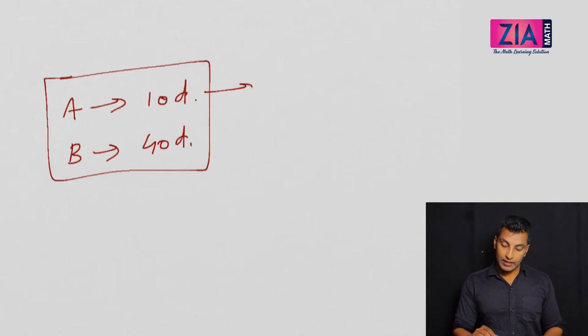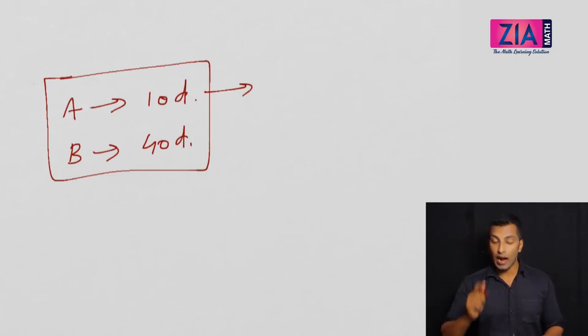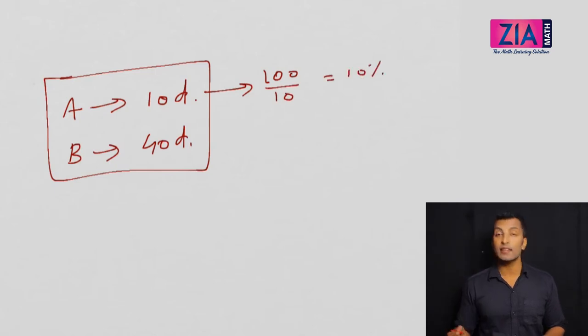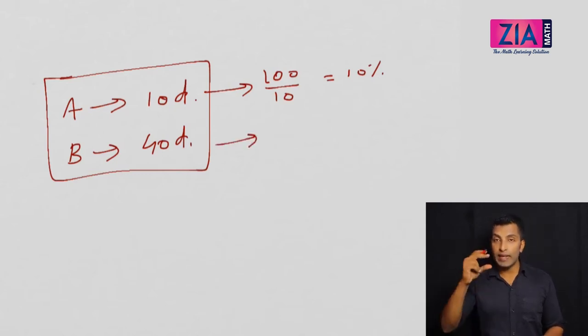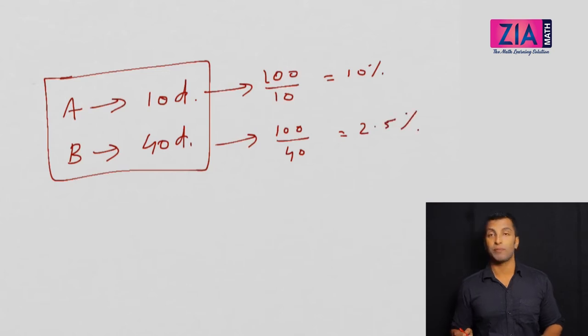So A can finish what percentage in one day? See, A takes 10 days to complete 100%. So what percentage will A complete in one day? 100 by 10, right? So 100 by 10, that means 10% is what A will complete in one day. How much will B complete in one day? B takes 40 days to complete 100%. So in one day, 100 by 40, that is 2.5%, right?